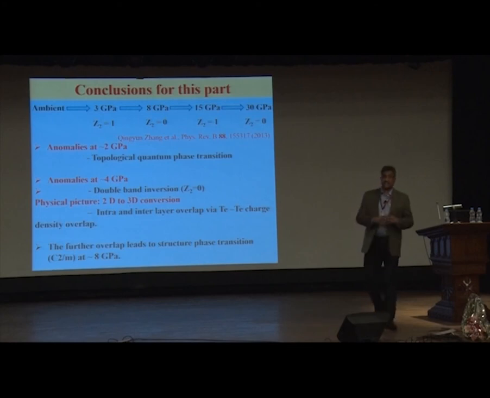But before it goes into the next cycle, it undergoes a phase transition. And this phase transition, I have not explained, but we now have a complete understanding that it is because the 2D layer is becoming a three-dimensional structure. And this three-dimensional structure changes the band structure completely. And that is the reason for the phase transition.